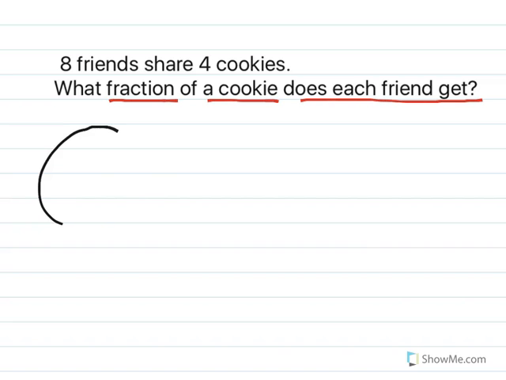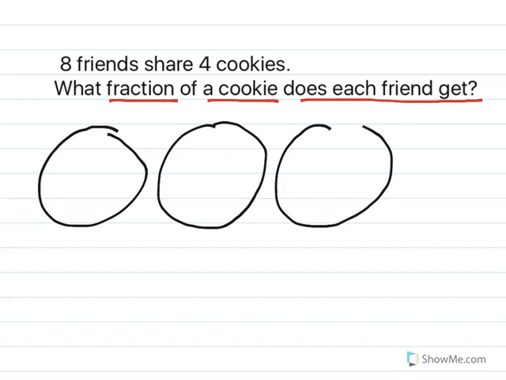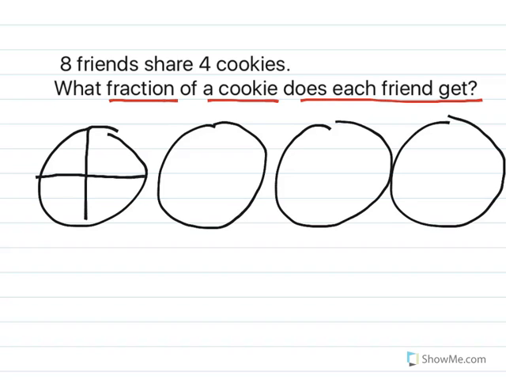So now let's model. Here's my first, my second, my third, and my fourth cookie. Now I really tried my best to make them about the same size each because that's what we would do if they were fractions. They have to be the same size wholes. So now since I know that they're sharing them amongst 8 people, I'm going to break each of these cookies into 8 pieces. We do this by going across and down for 4, and then in an X that makes it 8. So I'm going to do that with each of my cookies.